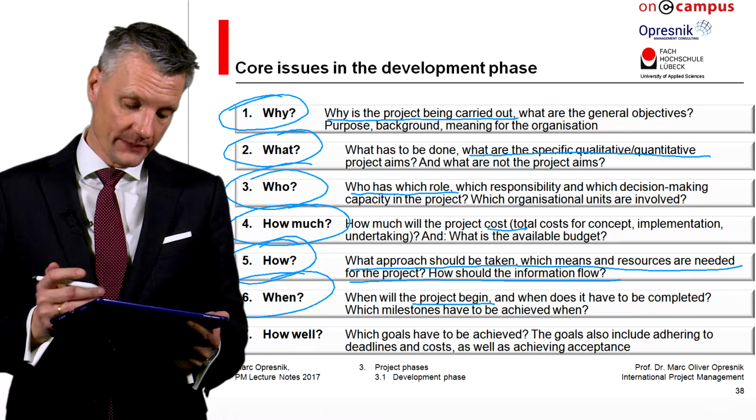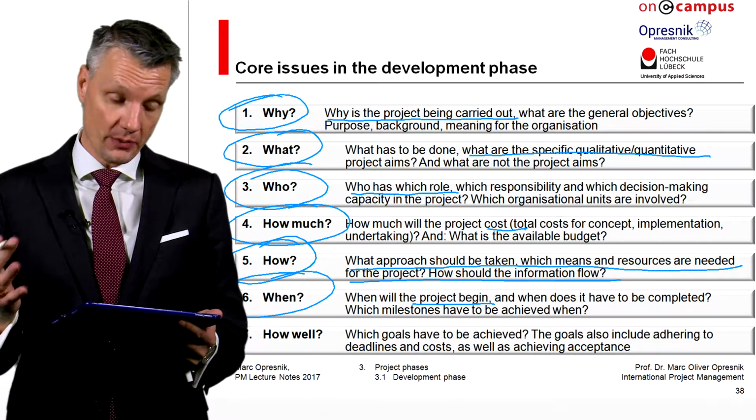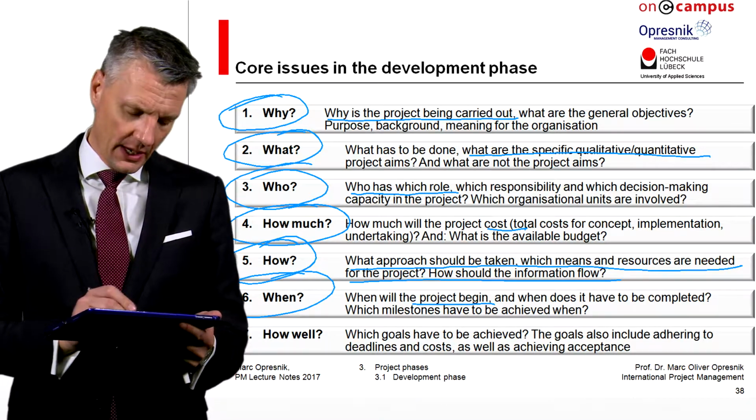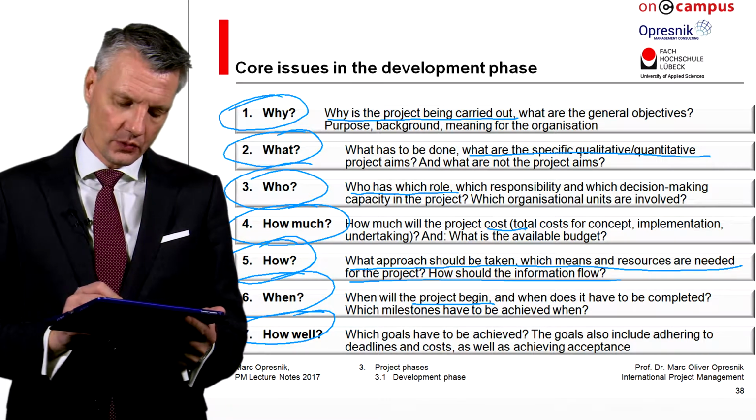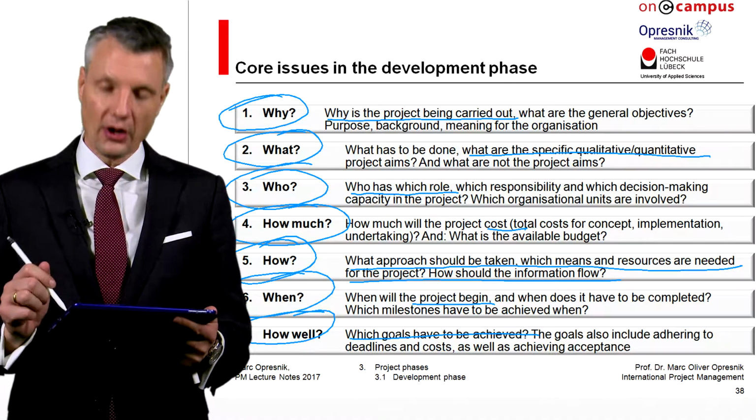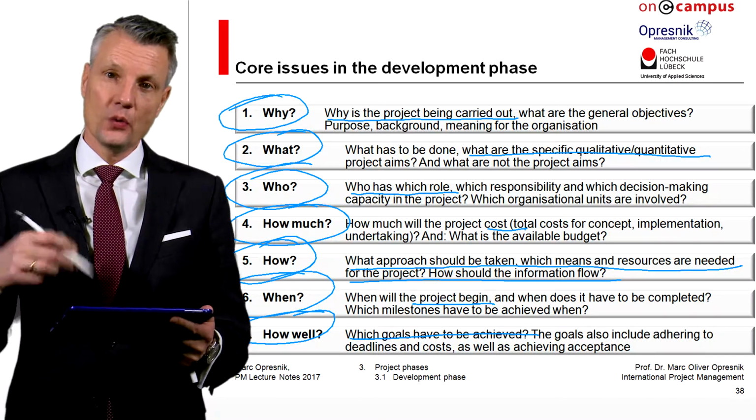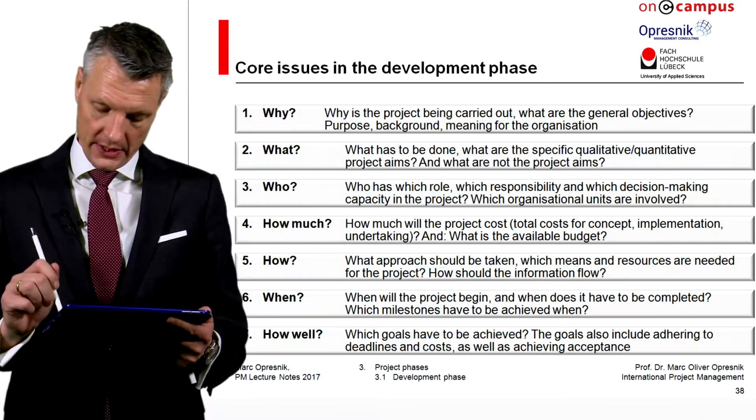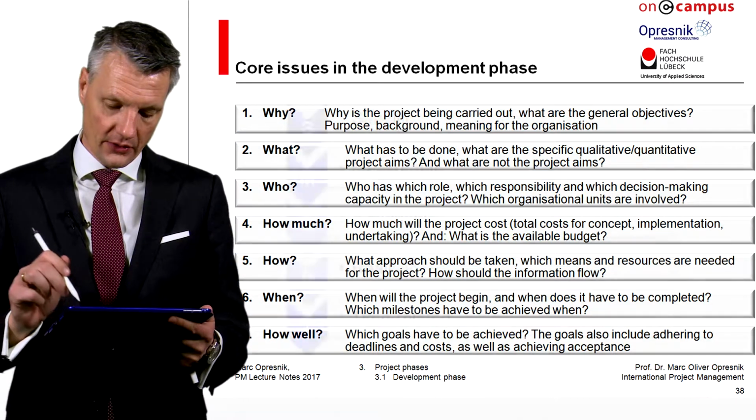When is it meant to be completed? Is it meant to be finished? And how well also? Which goals have to be achieved? To which extent? This depends a bit on the magic triangle we talked about in the second part of this series.